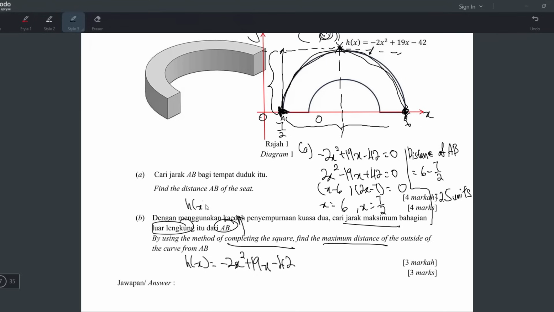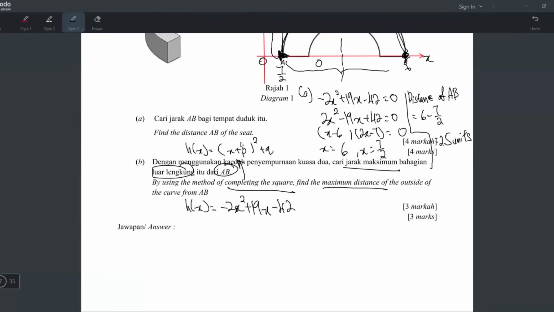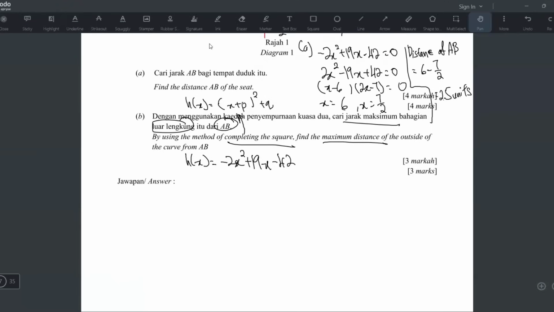And the vertex form will look something like this. Bracket square, and then here will be x plus p, and then plus q like that. Or you can write h, k also can, whatever. Later for your turning point, you can refer here for the x coordinate, here for the y coordinate. But the x coordinate, you have to change the sign when you take it out. Okay. Alright, so let's change now.